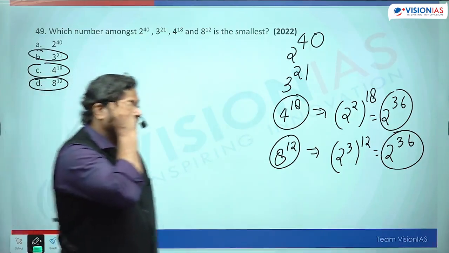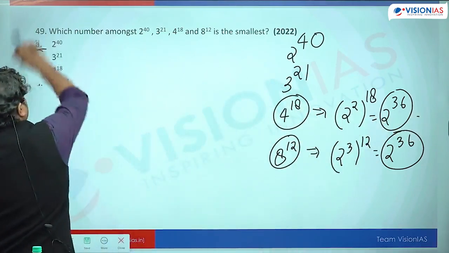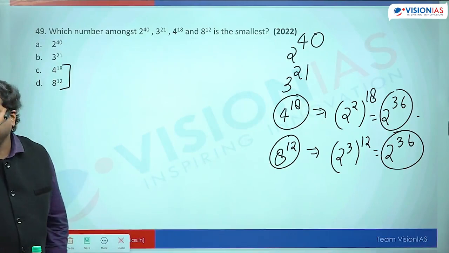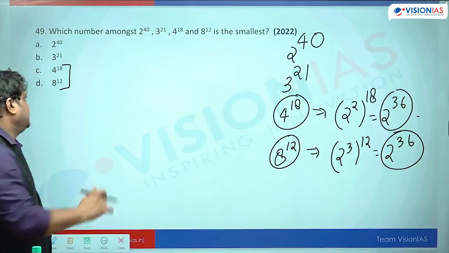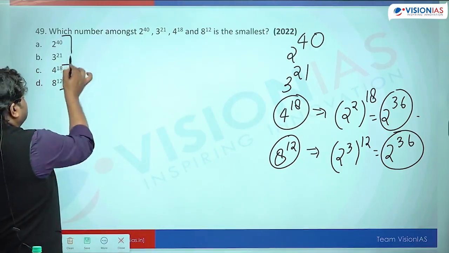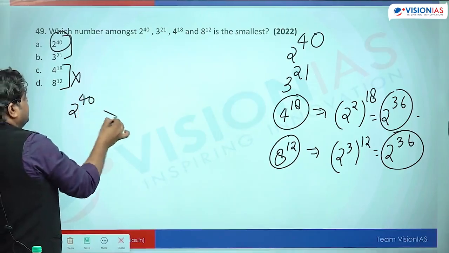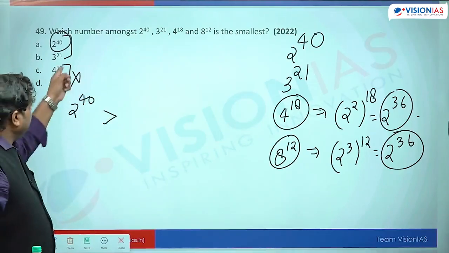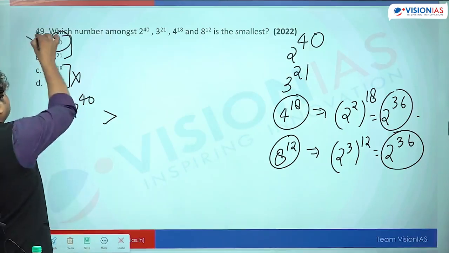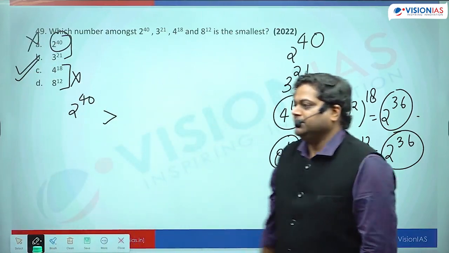Correct, this way we can eliminate things. See these two, 4 ke power 18 and 8 ke power 12, these are same numbers, they cannot be the smallest one. If they cannot be the smallest one, they cannot be the answer. We are left with these two options. अब इसमें this 2 के power 40 is greater than these two numbers. जब ये नहीं है smallest, how can this be the smallest number? We can reject this also. Then we are left with option B.